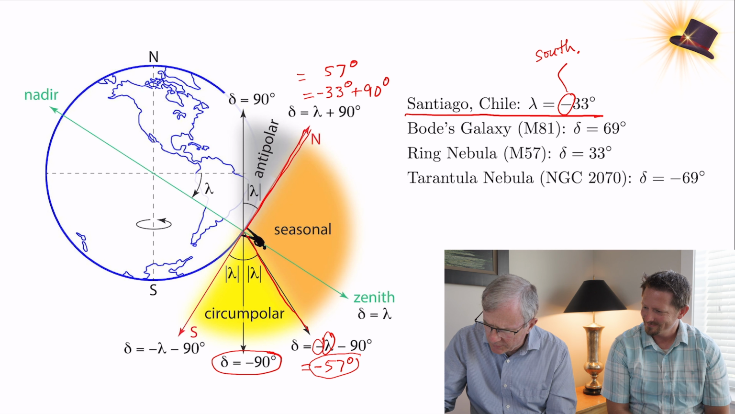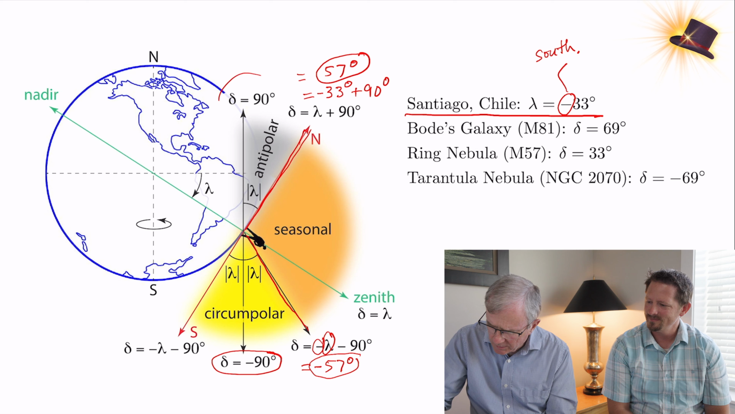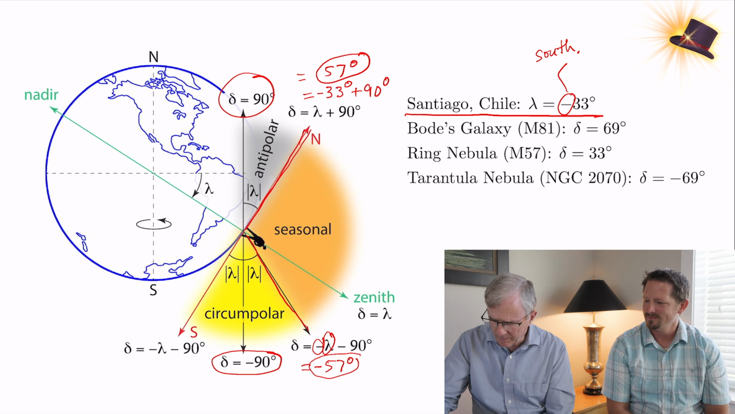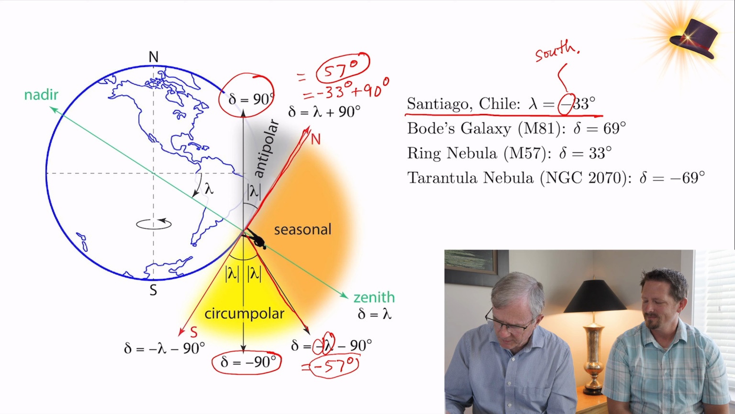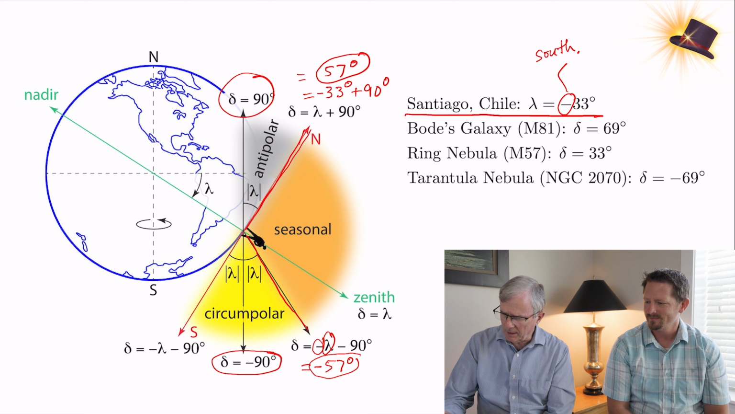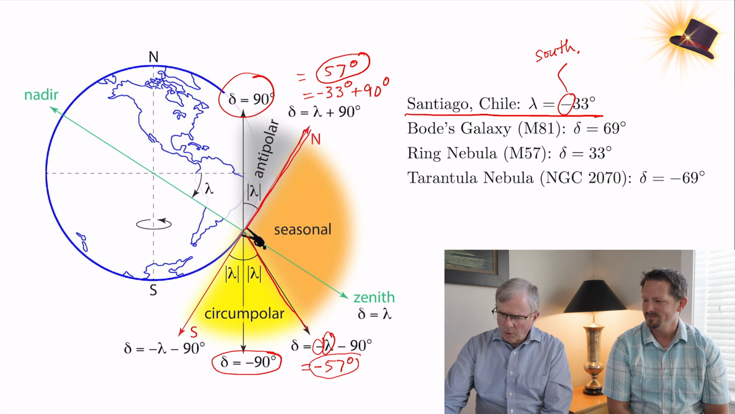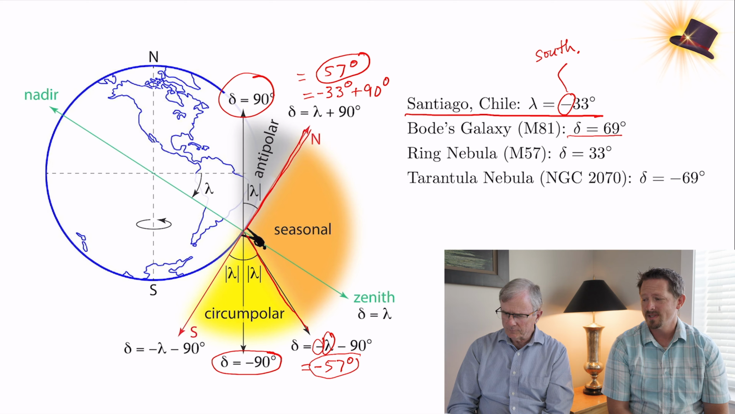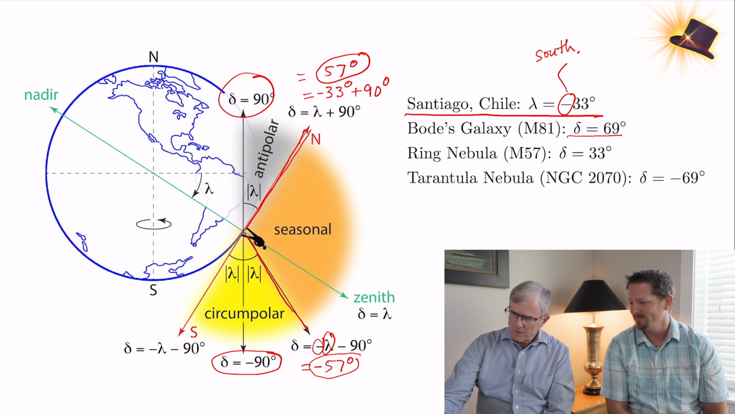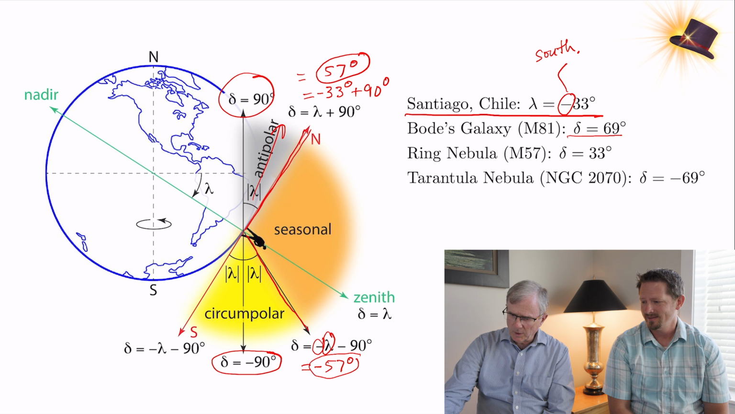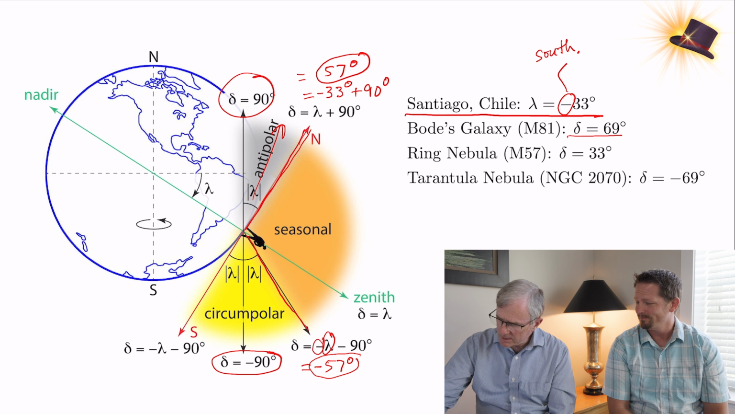So here are our three dividing lines: declination 90, declination 57, declination minus 57, and declination minus 90. Now talk about Bode's Galaxy. Bode's is at 69, and 69 is greater than 57, so it would be up here somewhere. It would be circumpolar.